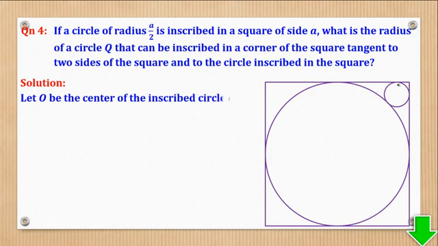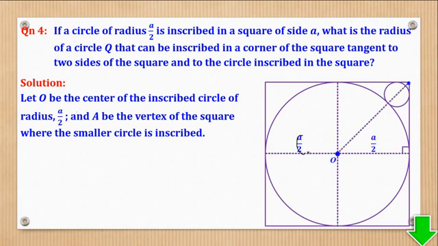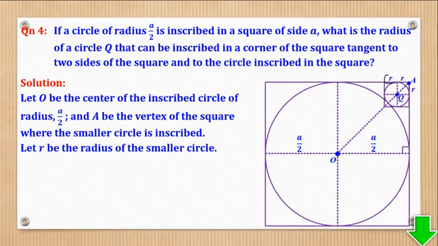So what we are going to do, we shall let O be the center of this big circle, and this radius was given as A over 2. So we shall come and divide and locate the center. This is the radius. So we shall let R be the radius of the small circle. So you put here the radius R.